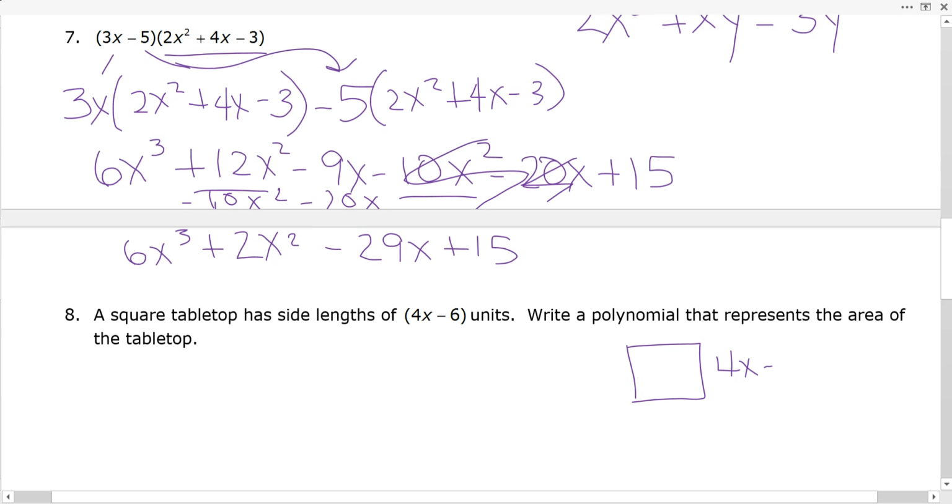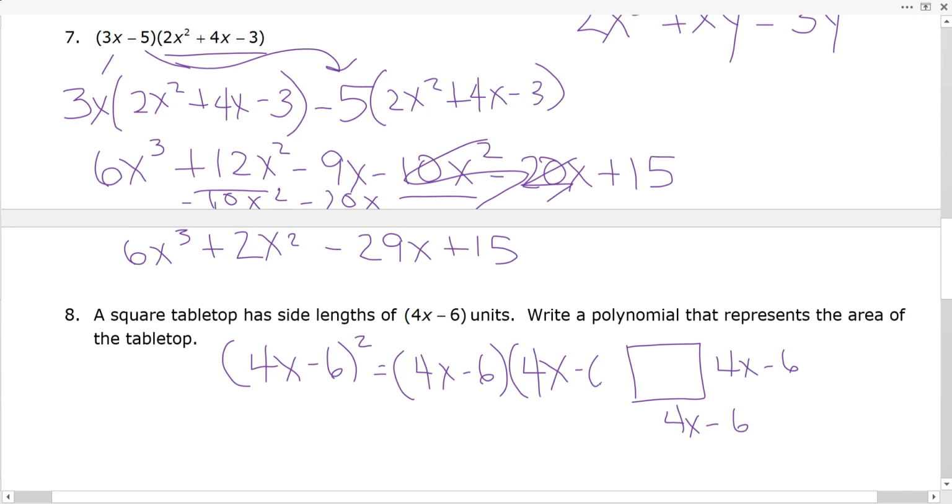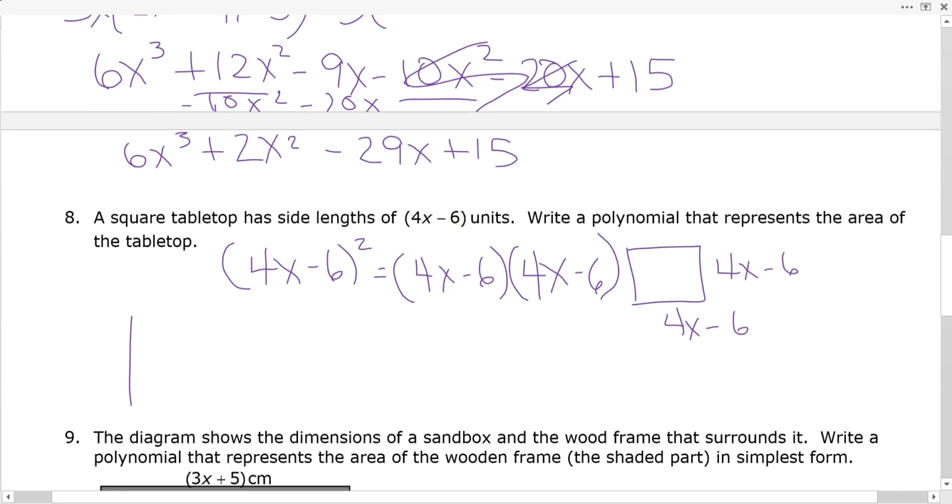For x minus 6, 4x minus 6. So if I'm looking for the area, I'm either going to say 4x minus 6 squared, which is 4x minus 6 times 4x minus 6. I'm going to make a little table. 4x minus 6, 4x minus 6.